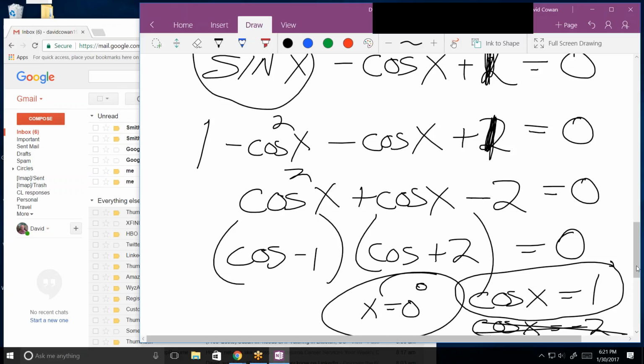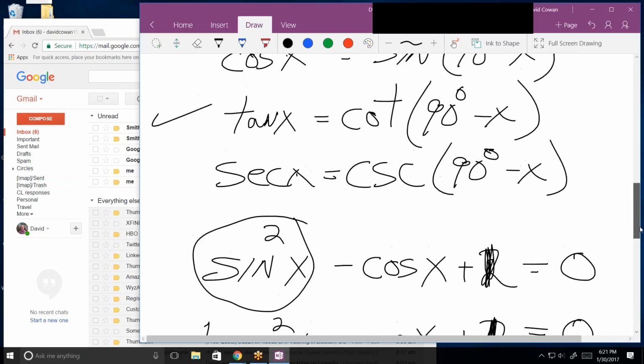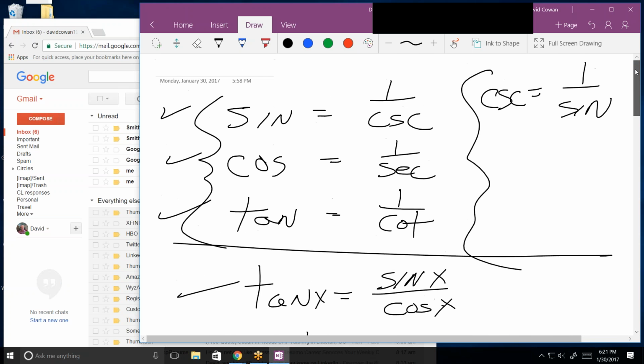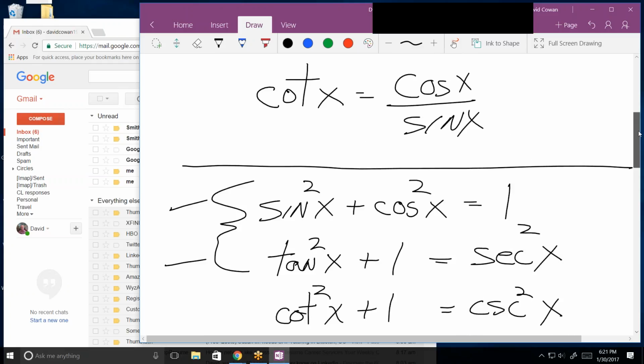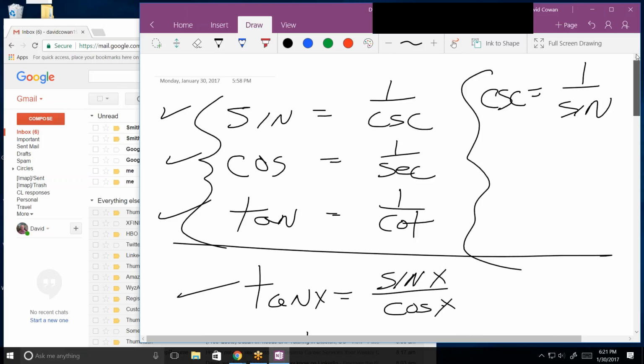So what I started with was a trig equation that had two different trig functions involved. And by using an identity, I was able to turn it into a quadratic, which I could factor and solve. So these 11 basic trig identities, I cannot overemphasize the need to memorize them. For now, unless you have any other specific questions about trig, we can go to ACT.